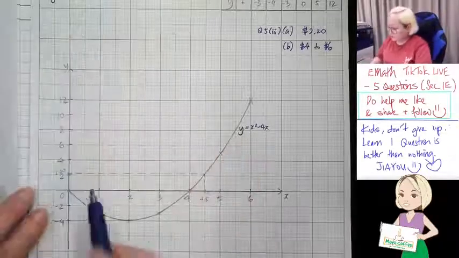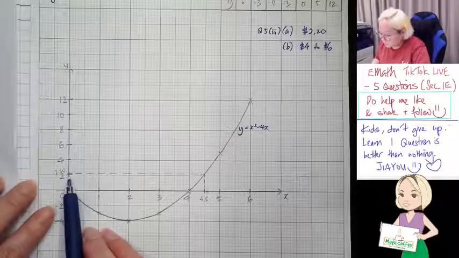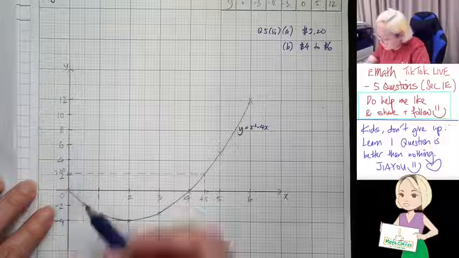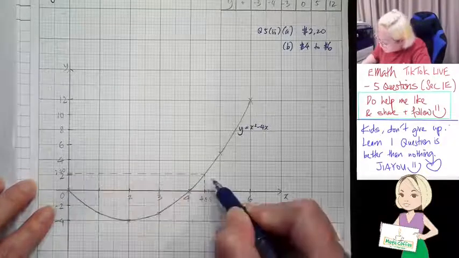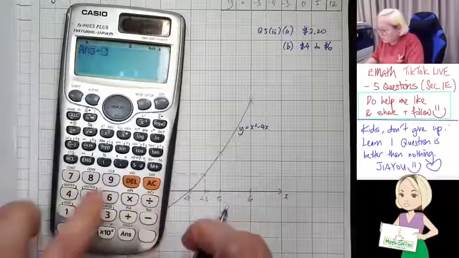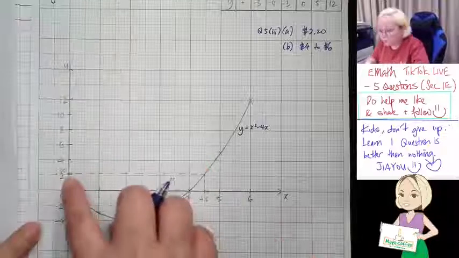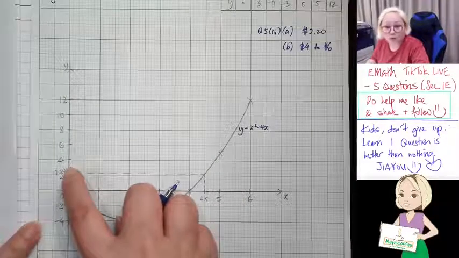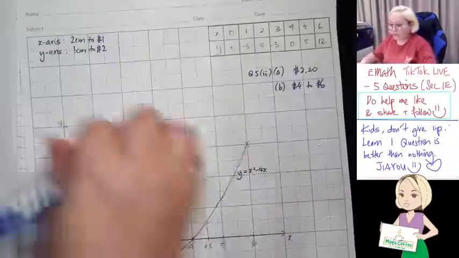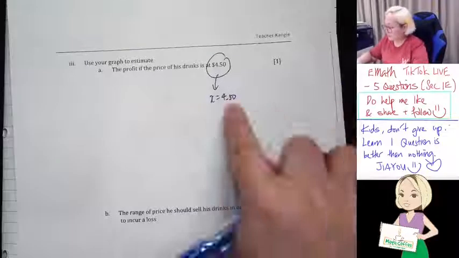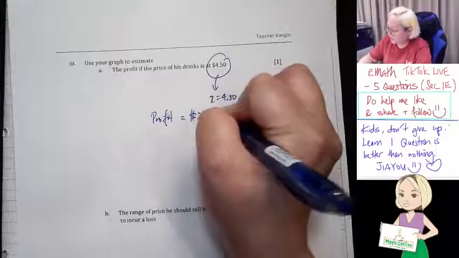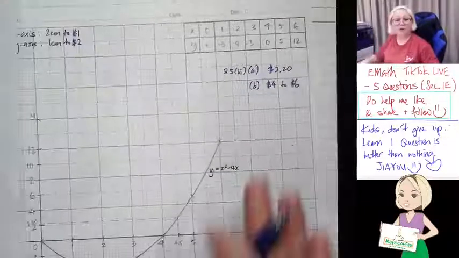Okay, so 2 divided by 5, so it's 0.4. So you see, one gap is 0.4. So this one is half a gap. When I go up, it's half of it. Half of 0.4, you know that it will be 0.2. That's why it's 2 plus 0.2, which is 2.2. Understand? Okay, so that's why we know that the profit equals $2.20.